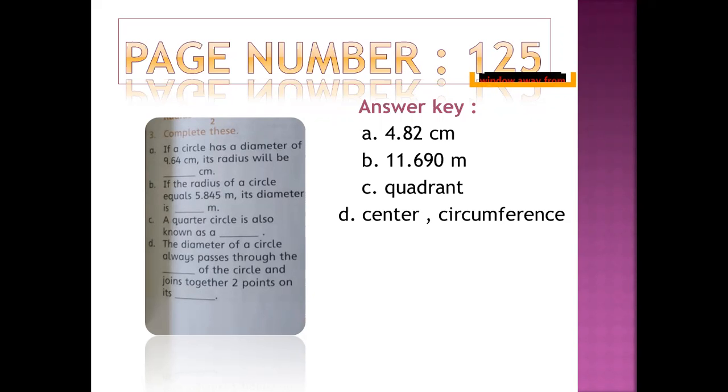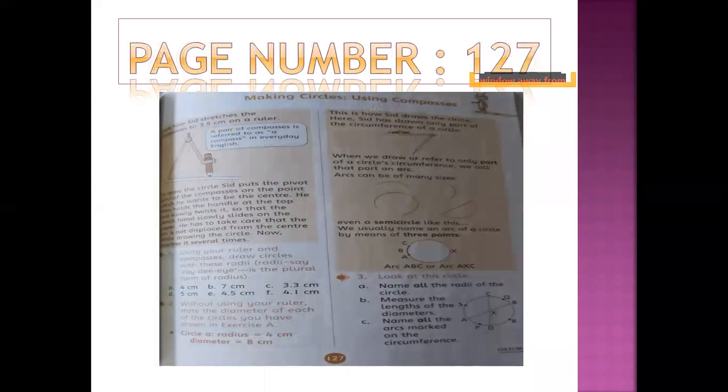A quarter circle is known as a, I told you that quarter means the fourth part of the circle, and this is the definition of quadrant. So the quarter circle is also known as the quadrant. The diameter of the circle always passes through the center of the circle and joins together 2 points on its circumference. Circumference means the boundary or the edge of the circle. Here we finish page 125.